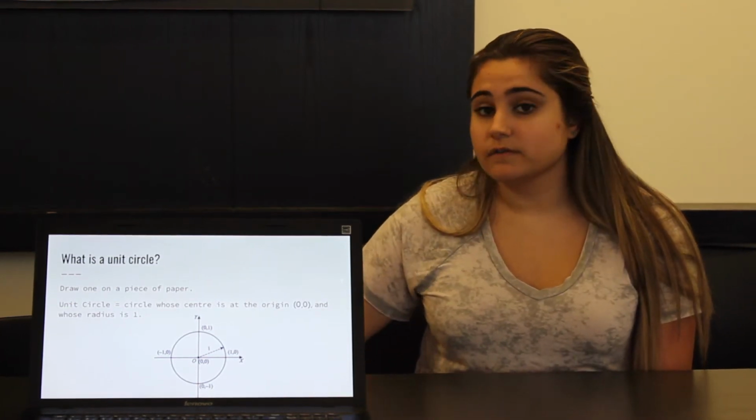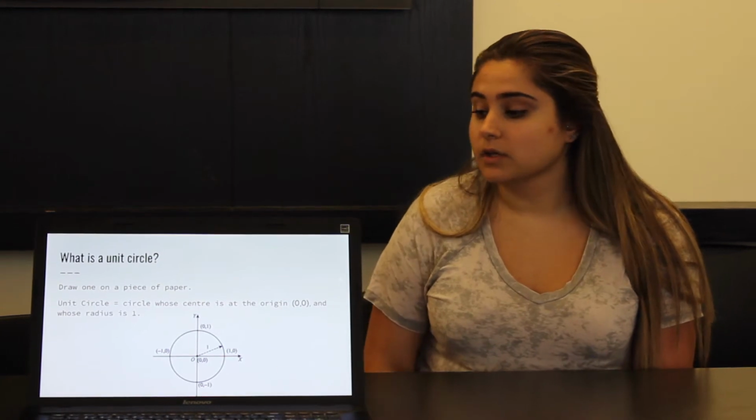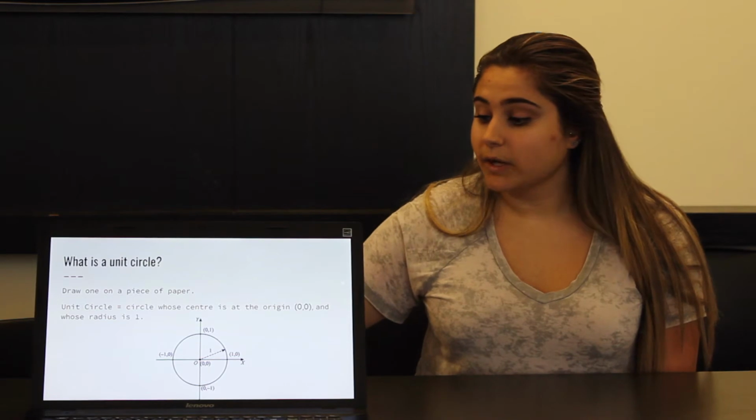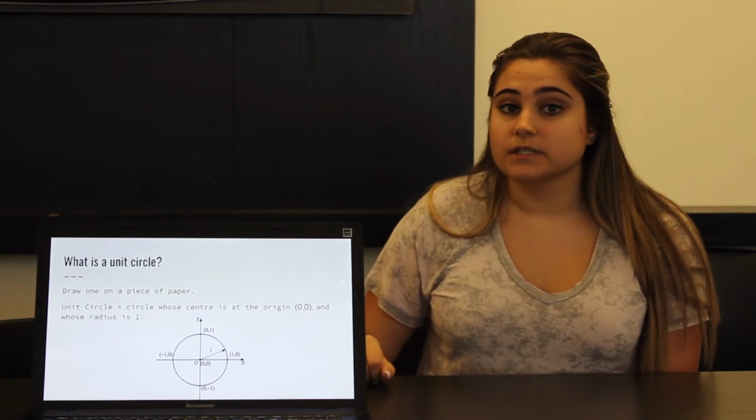You can also see that there are 4 other important points on the circle. We have the point (1, 0), the point (0, 1), the point (-1, 0), and the point (0, -1).